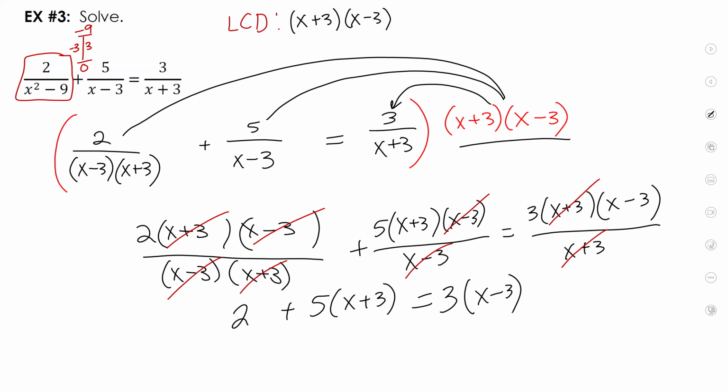That is why every time we multiply by the LCD, the least common denominator, because when you do that, all the fractions disappear and it becomes simple algebra. Now you just solve. 5 times x is 5x. 5 times 3 is 15. Equals 3 times x is 3x. 3 times -3 is -9.